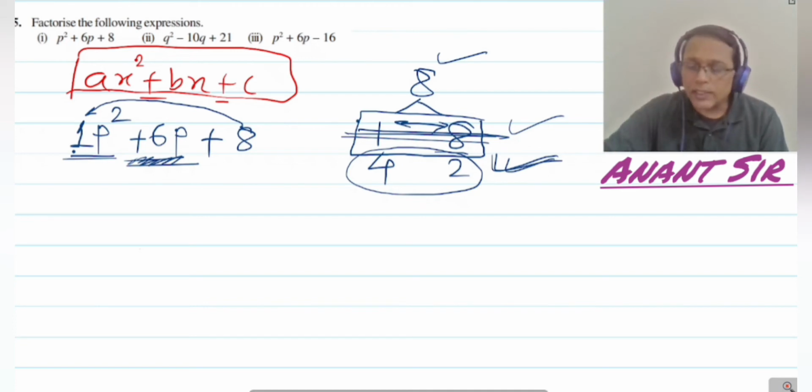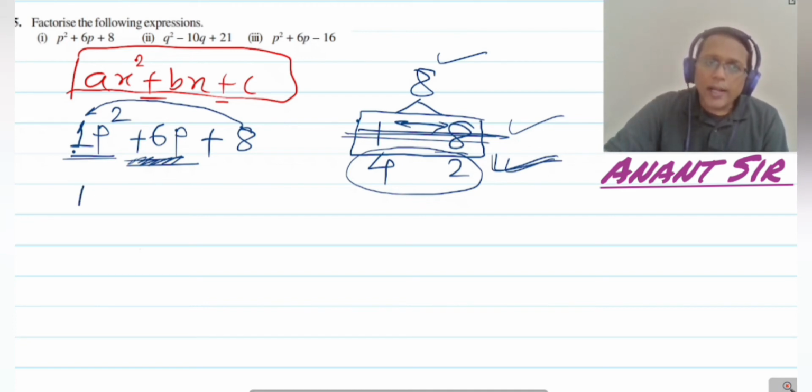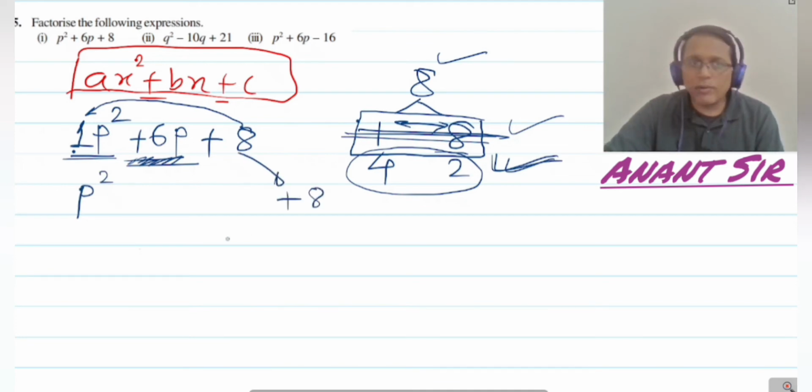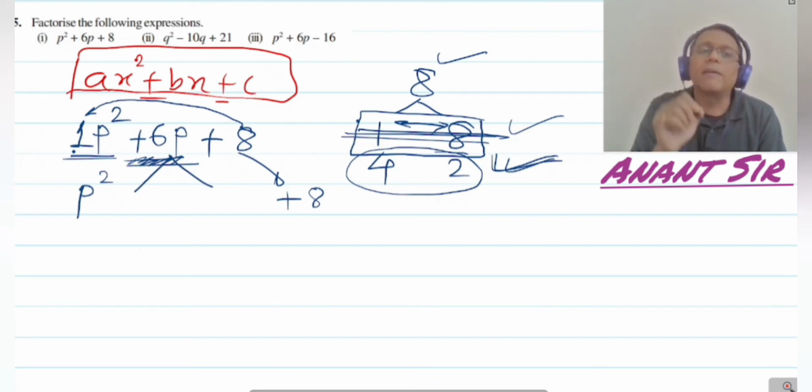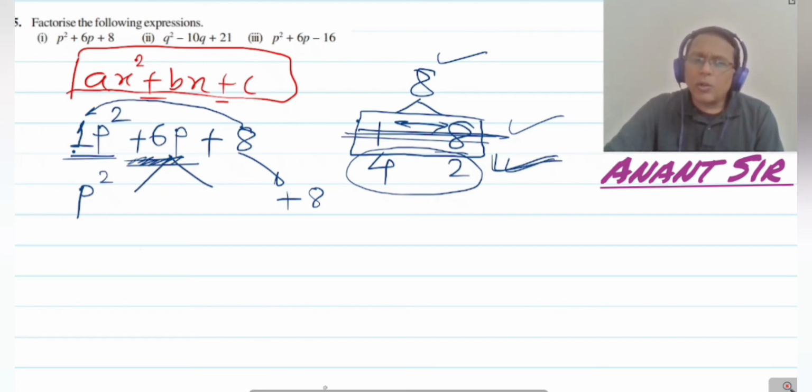So how to solve this now further? Write the first term as it is, write the last term as it is, don't change the sign of any term. Keep them as they are, first term, last term. And now what we are going to do is split the middle term. So this method is also called factorization by splitting the middle term.